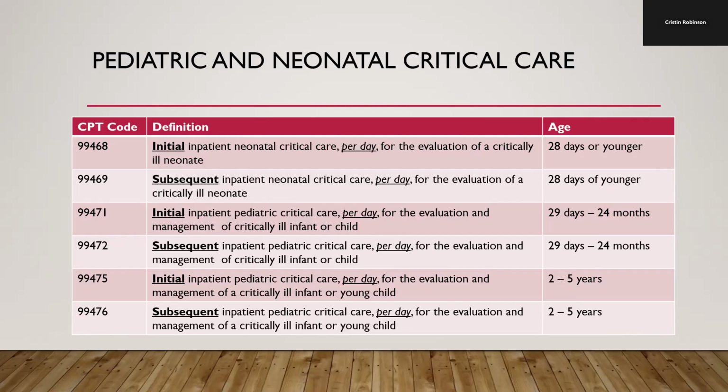And then lastly, we have our 99475 and 99476, also for initial and subsequent levels, for patients 2 to 5 years old. Now, once a patient hits 6 years old in the inpatient setting, at that point, all the providers are going to go back to billing 99291 and 99292. Now, if your provider is billing in the outpatient setting, whether it be place of service 22 or place of service 11, they will bill 99291 and 292 across the board, no matter the provider specialty.